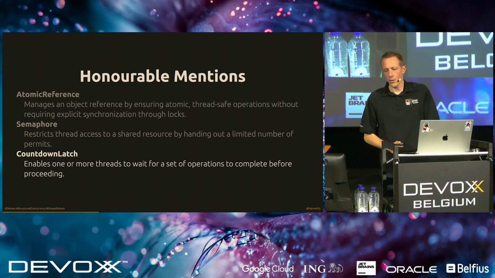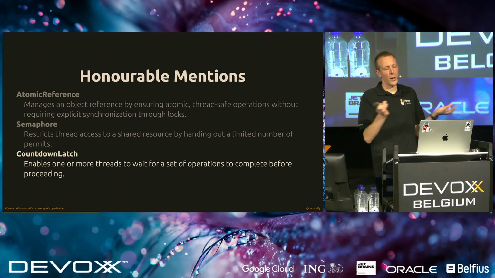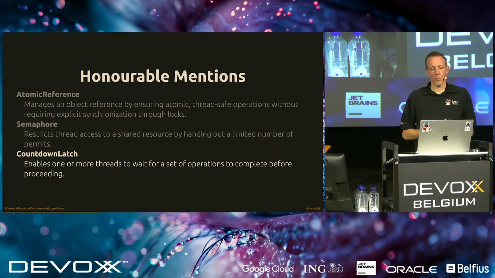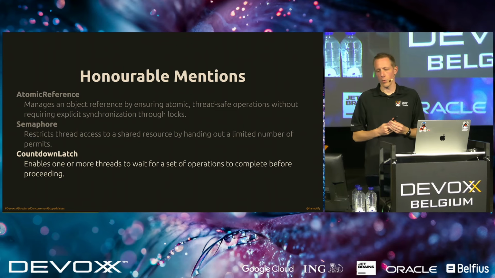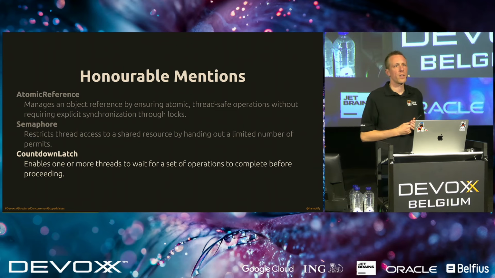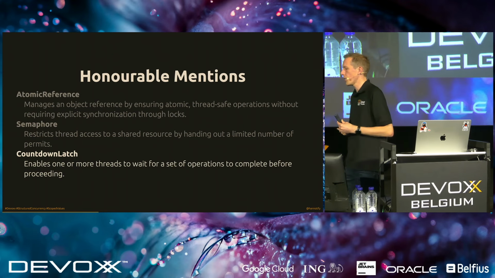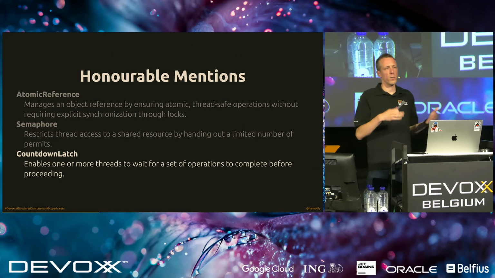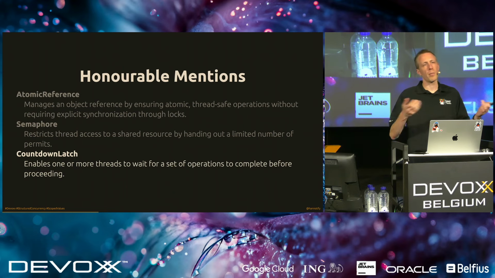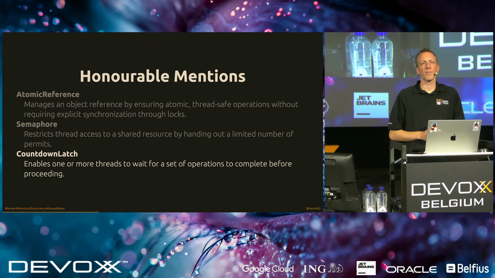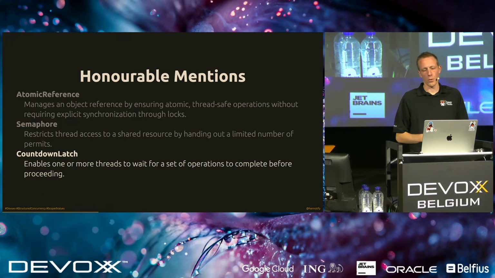And finally, countdown latch, which is kind of a semaphore the other way around. This enables threads to wait for a set of operations to complete before proceeding. You could, for example, create a countdown latch that says only proceed when the countdown latch has reached 20, and then have each thread increment this counter. When it becomes 20, it stops the blocking and your code continues.